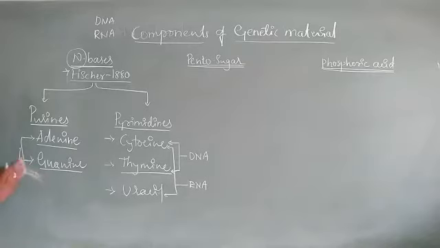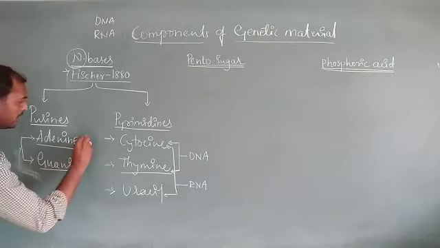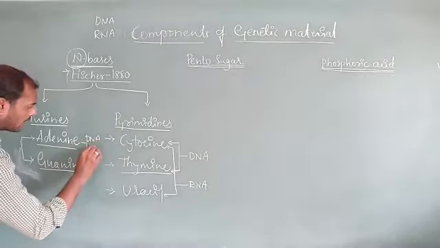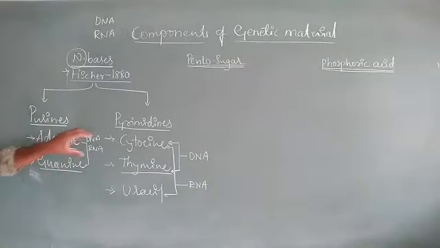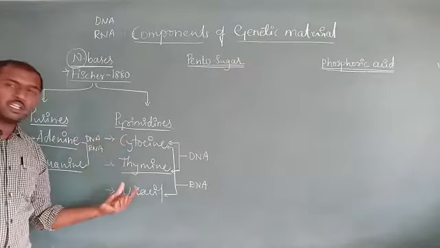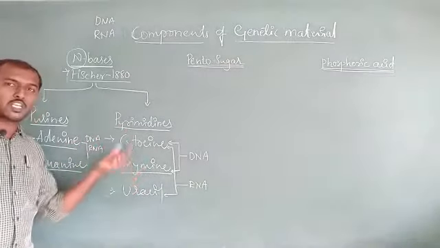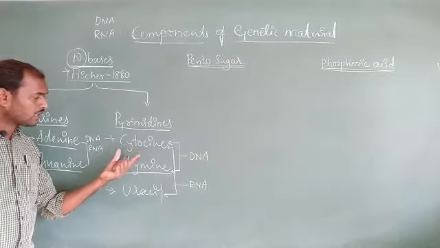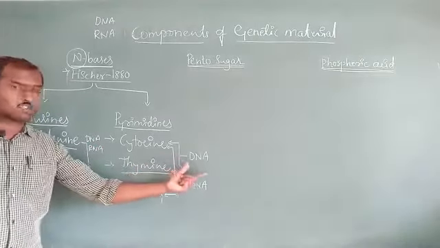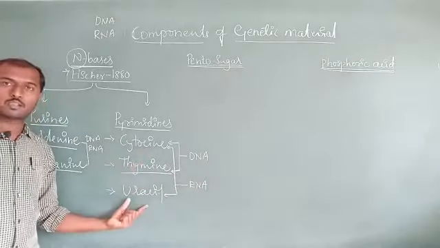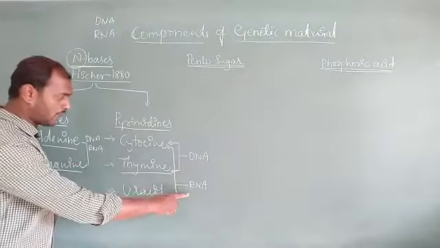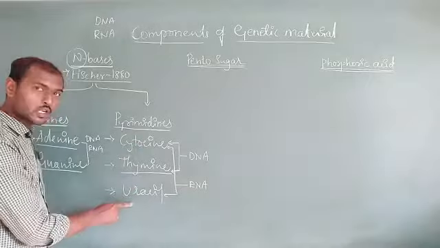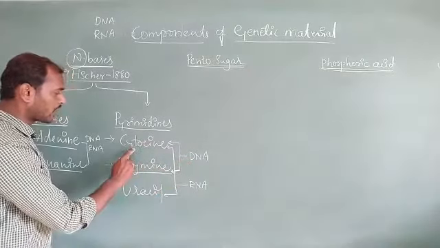it may be DNA or RNA. Okay, in both DNA and RNA we can see two components, adenine and guanine. But between DNA and RNA there is a slight change, that is cytosine and thymine we can get in case of the DNA, and cytosine and uracil we are going to get in case of the RNA. So to construct the RNA we need pyrimidine called cytosine and uracil. To construct the DNA we need the pyrimidine called cytosine and thymine.